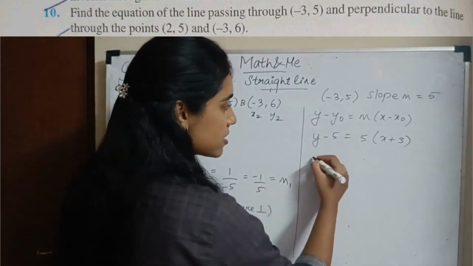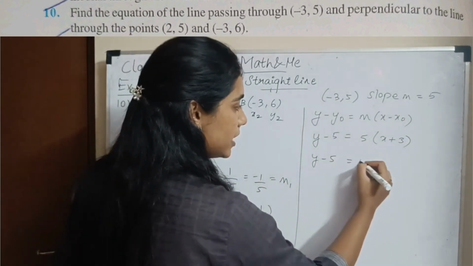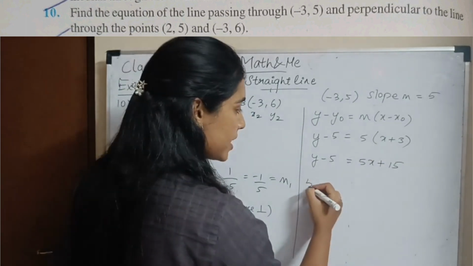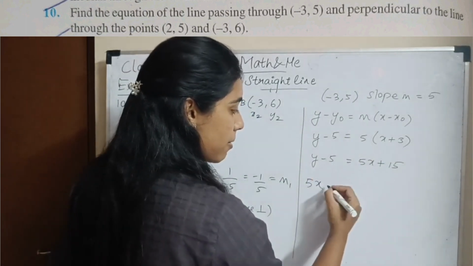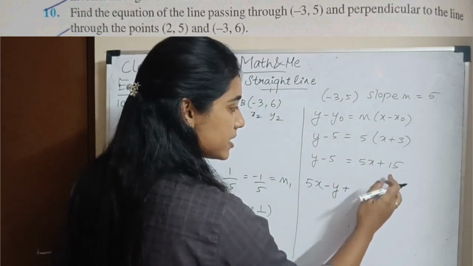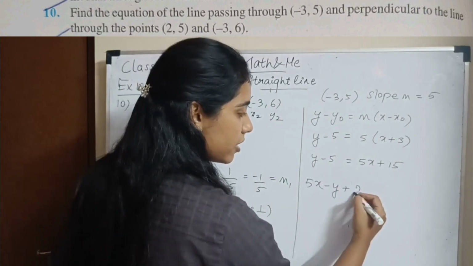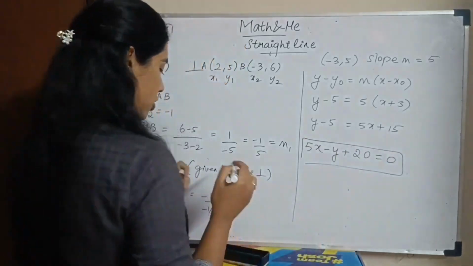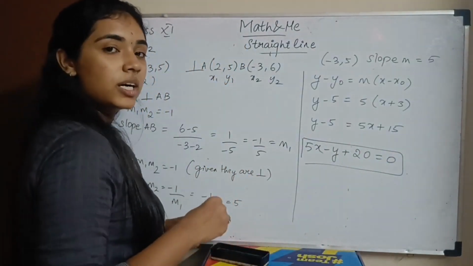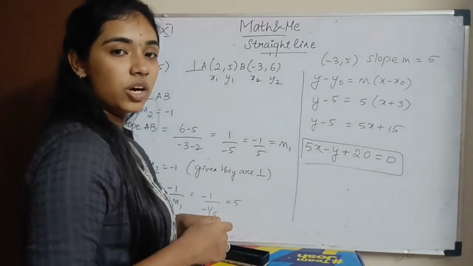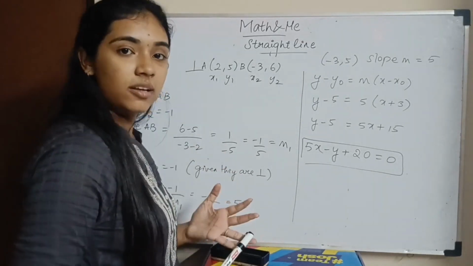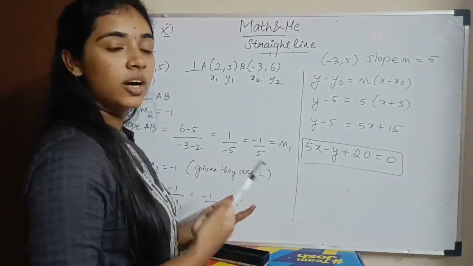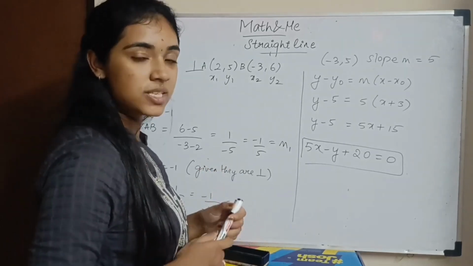Minus into minus plus. So I have y minus 5 equals 5x plus 15. Bringing everything to one side, I have 5x minus y plus 15 plus 5, 20 equals 0. So this is the required equation. They're all pretty easy. You just have to use everything that you learnt. Perpendicularity, parallel lines, collinearity. So everything that you learned and different various forms of equations, use everything.